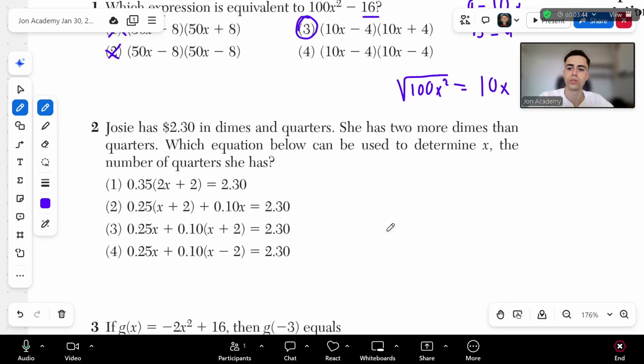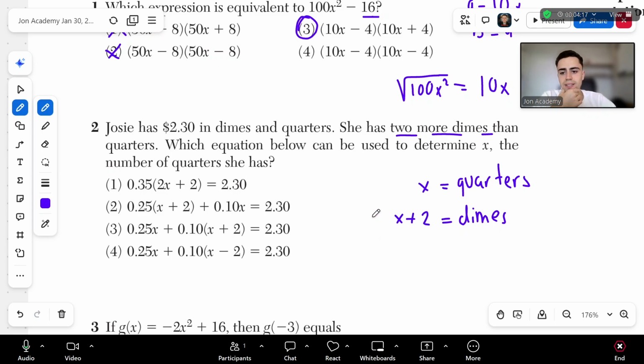Let's jump into number 2. Josie has $2.30 in dimes and quarters. She has 2 more dimes than quarters. Which equation can be used to determine x, the number of quarters? So x is the number of quarters. As they tell us 2 more dimes than quarters, the number of dimes is x plus 2. And you need to know 1 quarter is worth $0.25 and 1 dime is $0.10, and the total has to add up to 2.30.